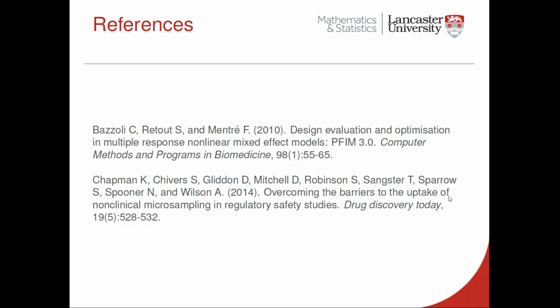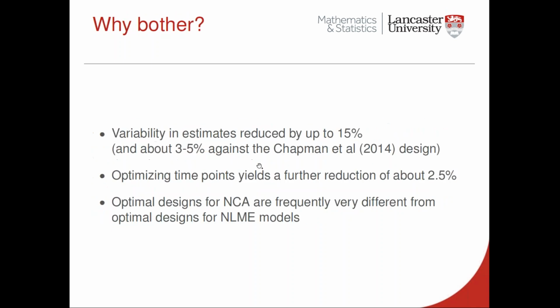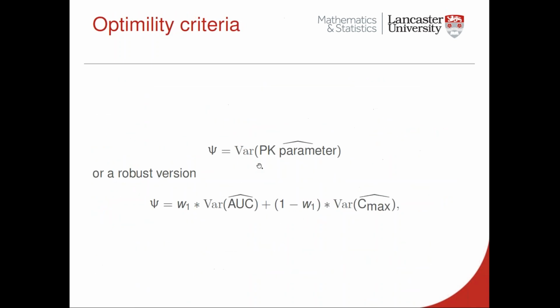Okay, thank you. Another question from a practical point of view. You attach some weight to estimating the variance of the area under the curve and to Cmax. How in practice would you come up with weights? That's a very good question. So the question is around here in my robust version, how do I find W1 in essence?